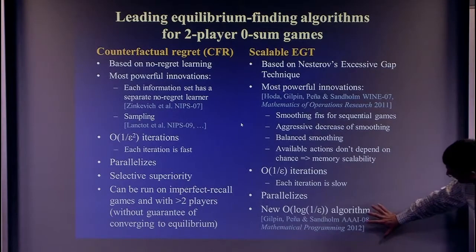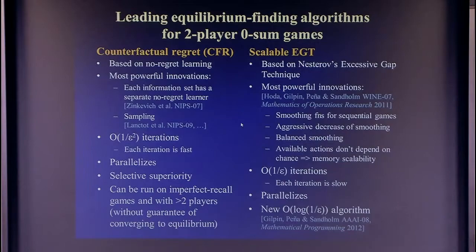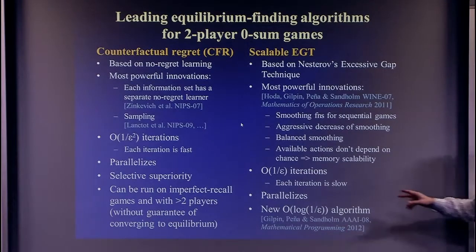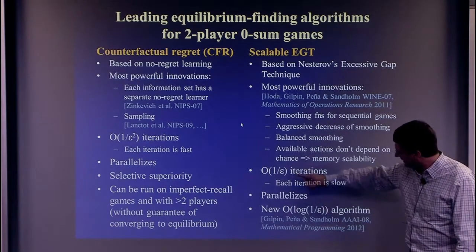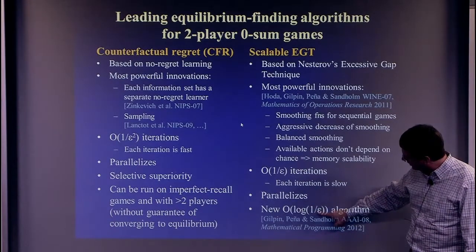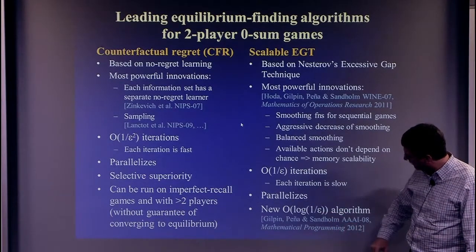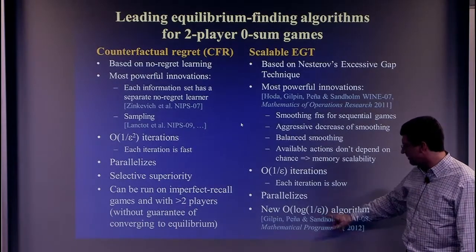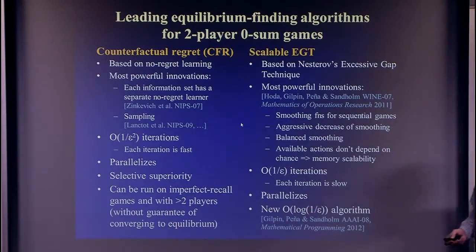And then here, there's a new order log 1/ε algorithm, which seems a lot better than this, and it is. But when you have close to equilibrium already, at the end, this is much better. But there's a condition number which depends on the game in front of that.